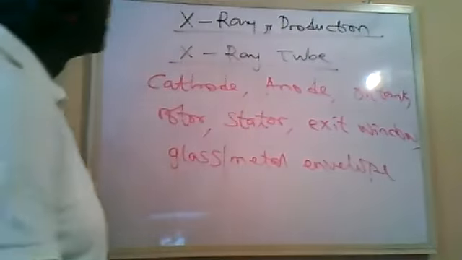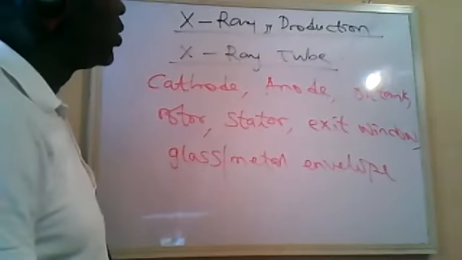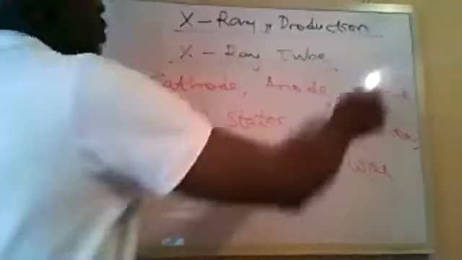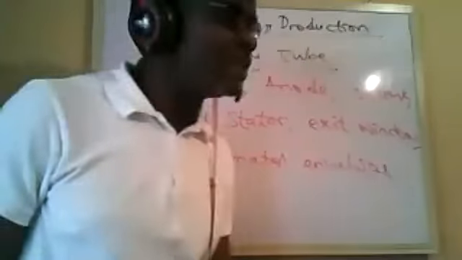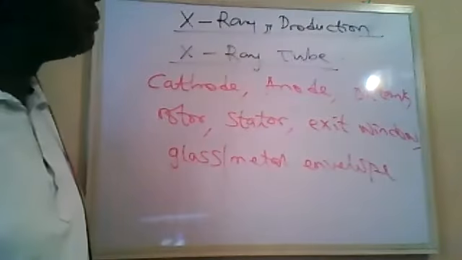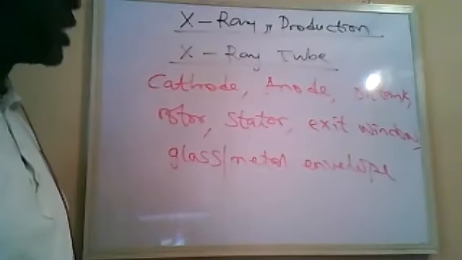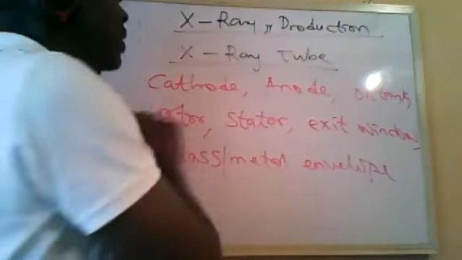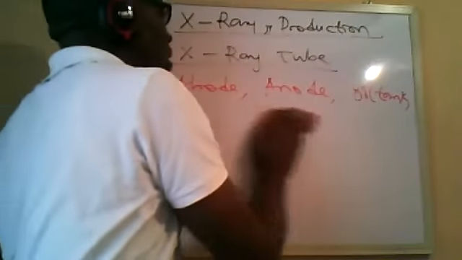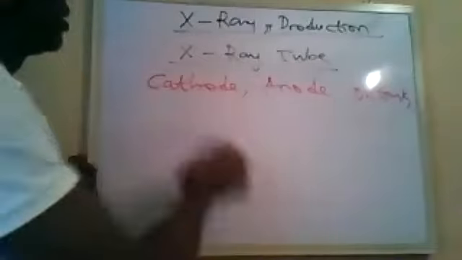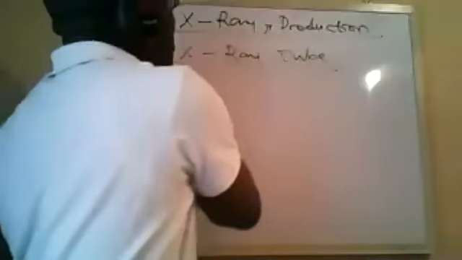So these are, of course, the major parts of the X-ray tube. And of course, we shouldn't forget the oil tank. It is a very, very important piece of equipment we also have in the X-ray tube. Without the oil tank, the amount of heat generated will be so much on the anode that it eventually fails.